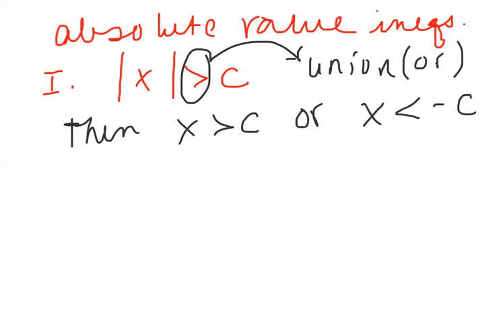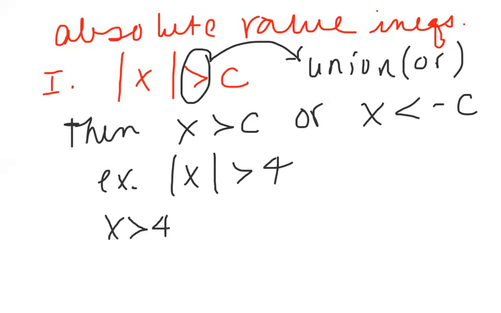So essentially, if you were to get this example right here, absolute value of x is greater than 4, this is asking you for what numbers have a distance of more than 4 units from 0 on the number line. Well, if you were to go to the number line, you know everything greater than 4 has a distance of more than 4 units from 0 on the number line.